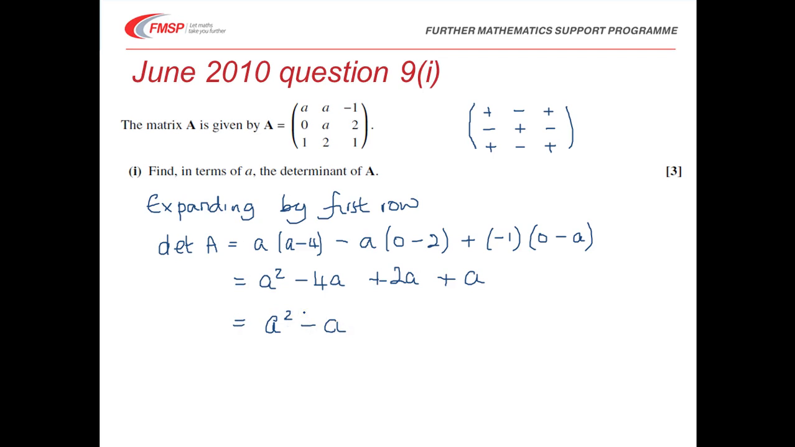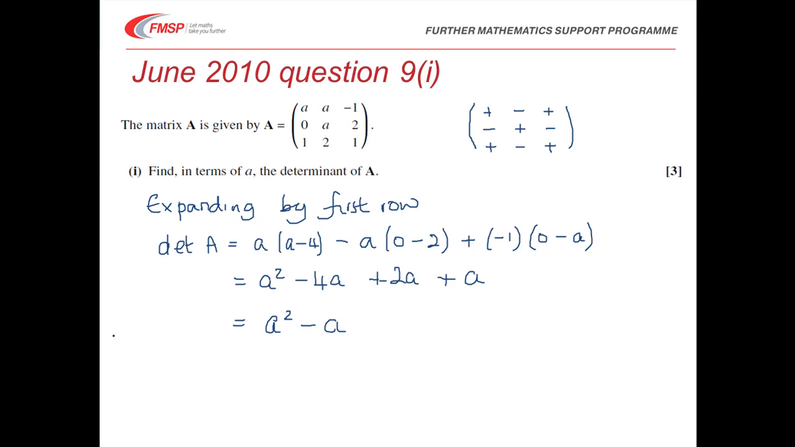Now you could have expanded by any row or any column, and many people will say, well, we maybe would have been quicker to expand by the first column because one of the entries there is 0, so you'd have only had 2 terms to work out. But as long as you realise it doesn't matter whether you expand by whichever row or column.